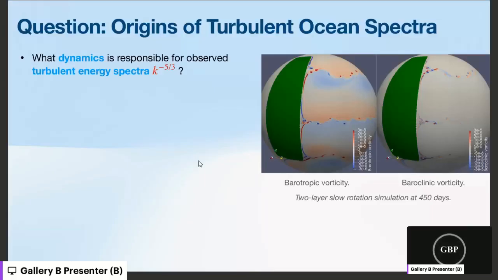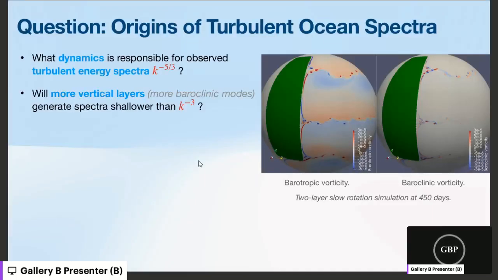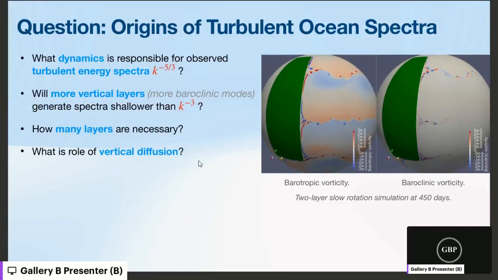So the question I want to ask here is what dynamics are responsible for the observed spectrum? An obvious question is maybe if we add more vertical layers, which adds more baroclinic modes, we'll gradually generate a shallower spectrum. Maybe we just need more baroclinic dynamics. How many layers are necessary? What's the role of vertical diffusion?